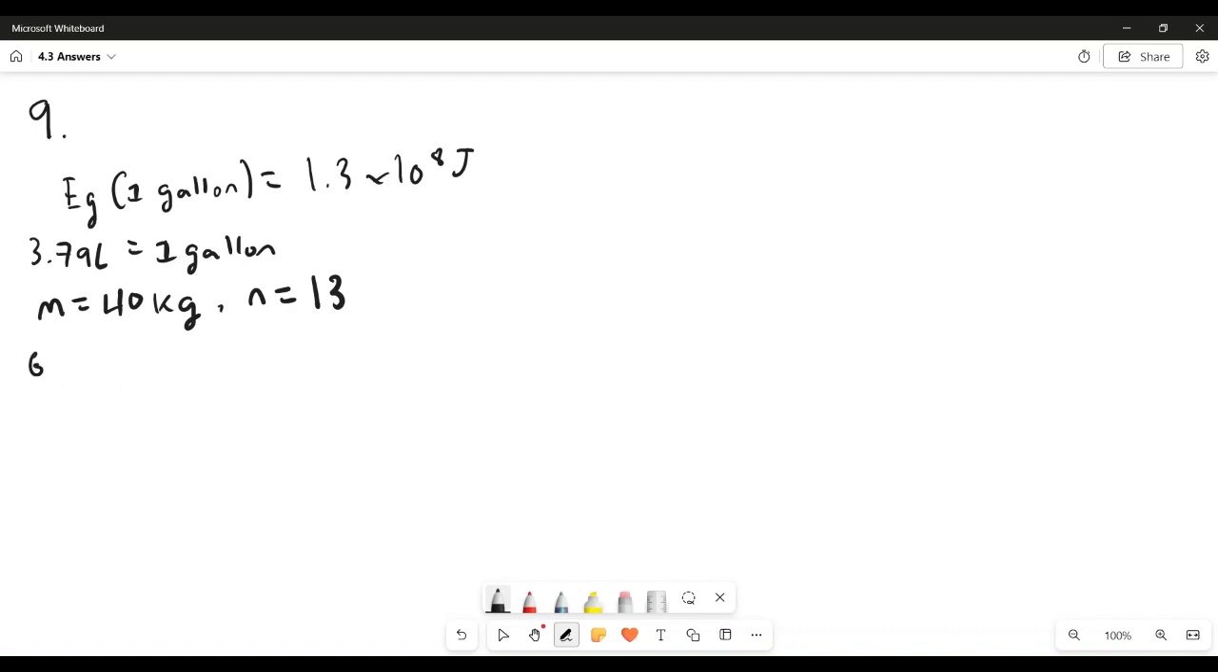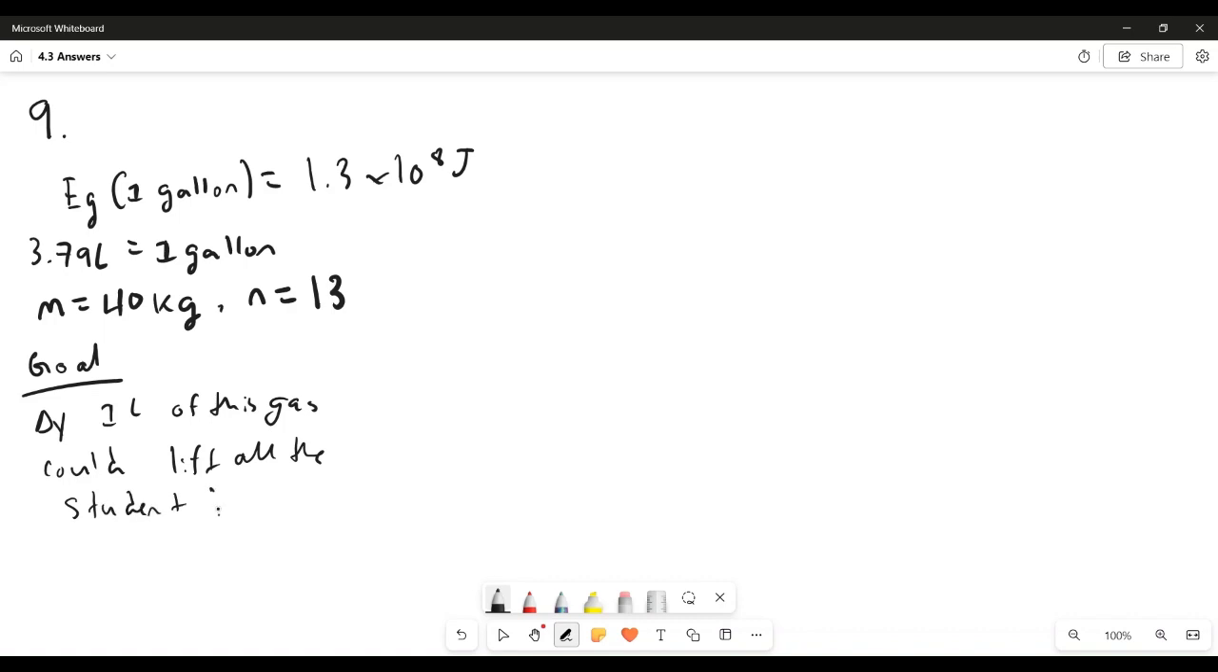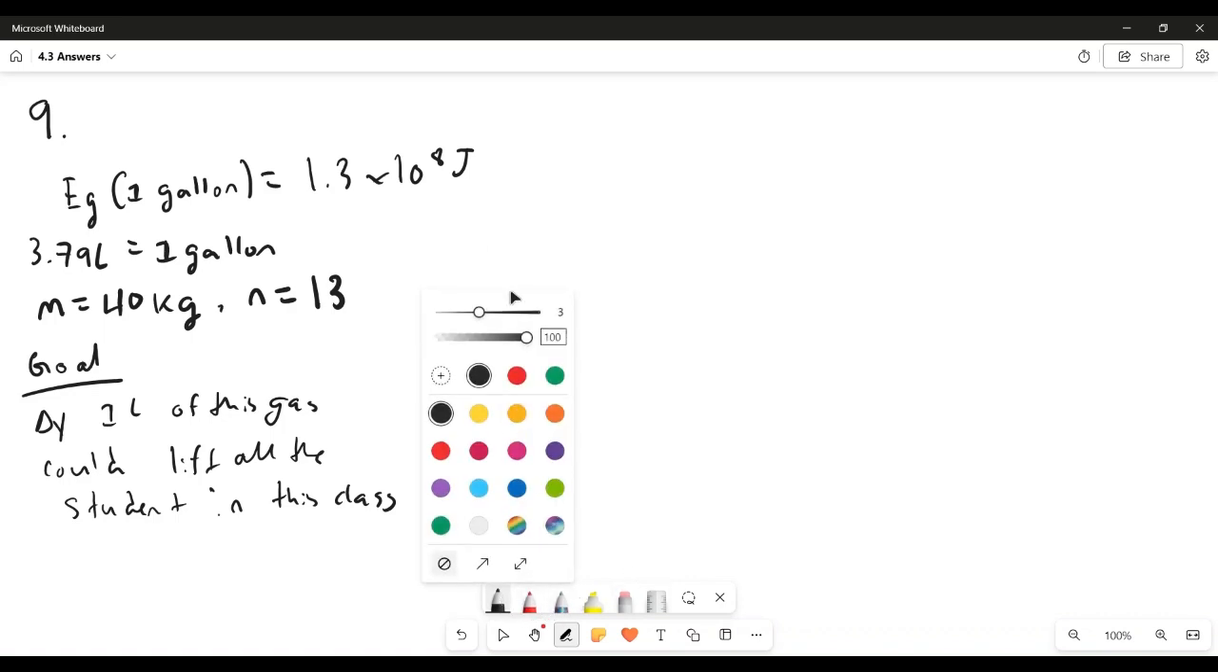And so our goal for solving this question is to figure out the height that 1 liter of this gas, how much that could lift all these students in this class. And so that is the goal that we have for this question.